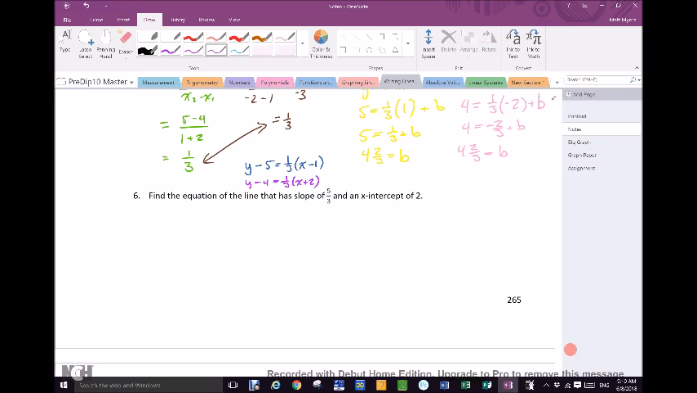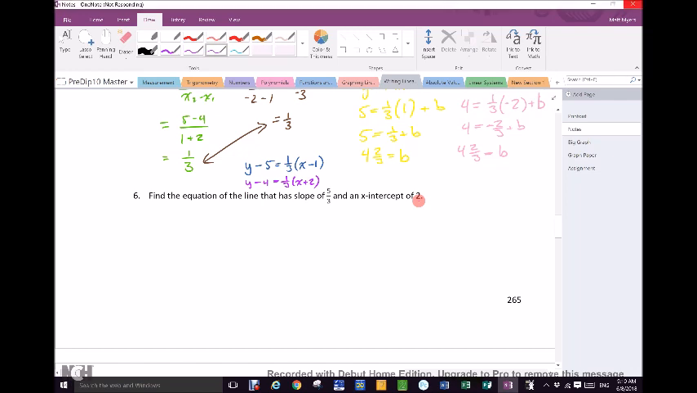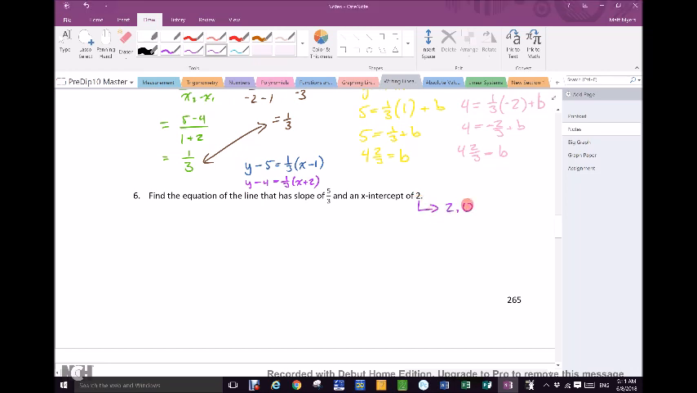So, what do we know about x-intercepts? Yeah, but what else? It's when y equals 0. So isn't this 2, 0? Isn't it? Which means, isn't that a point on the graph? Which means, don't we have a slope and a point? Which means, what form would we use? Go.